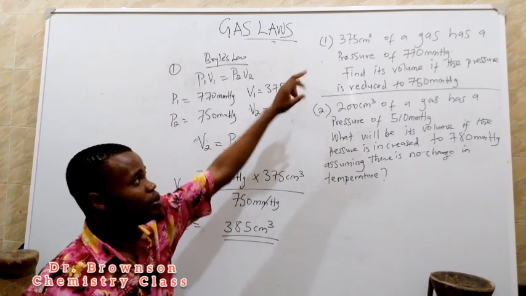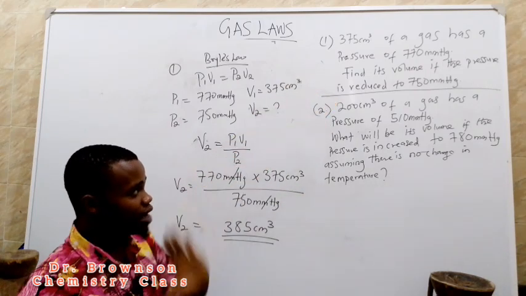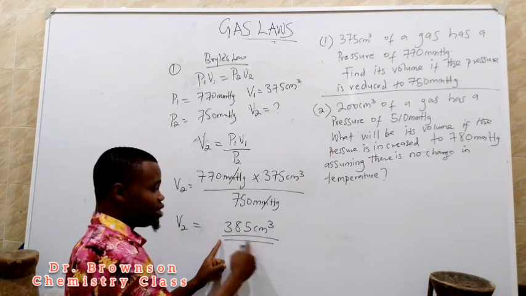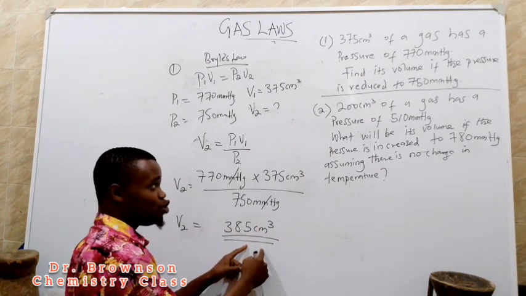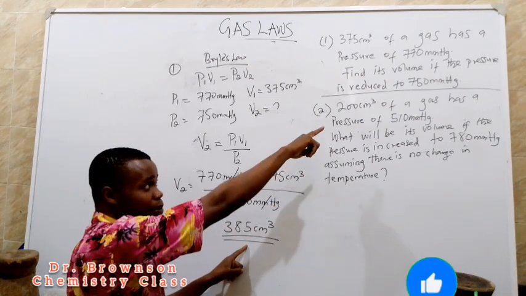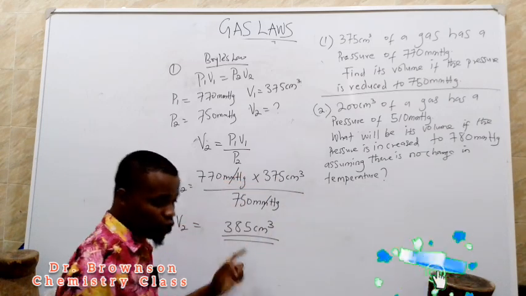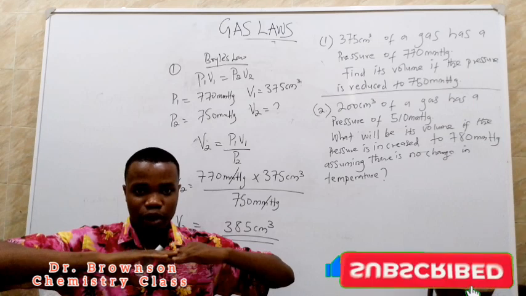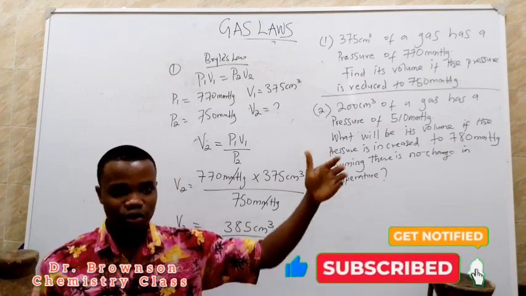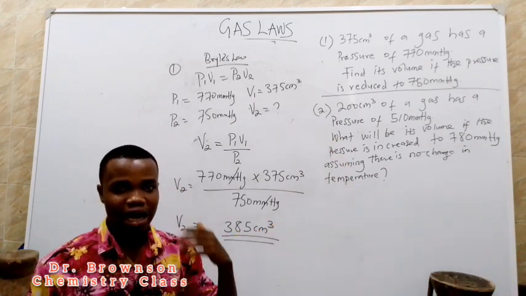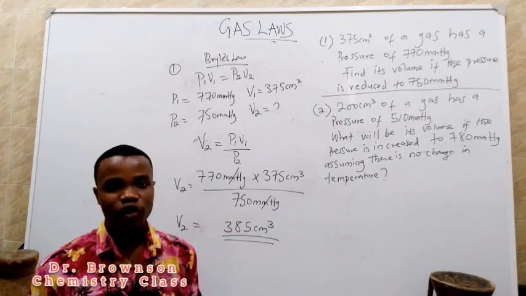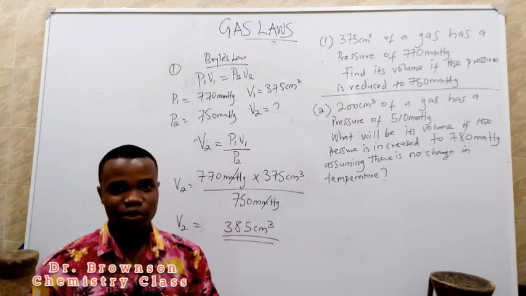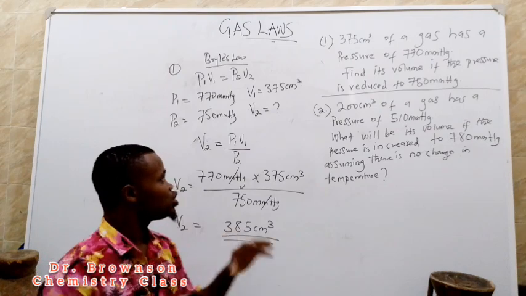Now watch something. Over here you have what? 375 centimeter cube in 770 millimeter mercury. Lesser amount of volume, greater amount of what? Pressure, right? So over here you have what? A greater amount of volume, which is 385 centimeter cube, right? And lesser amount of what? Of pressure. So they can't be at the same level. In Boyle's law, you have an increment in pressure, and you have a decrement in volume. Increment in volume, decrement in pressure. That is how it works.